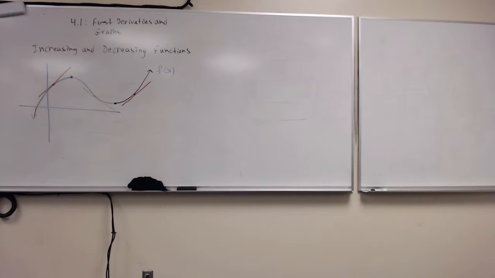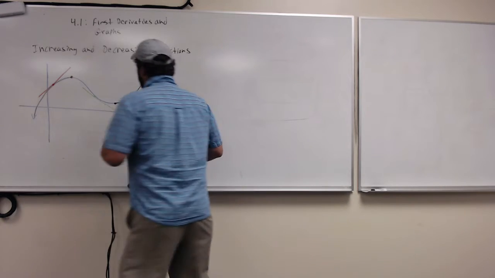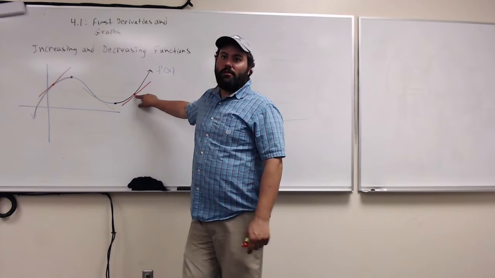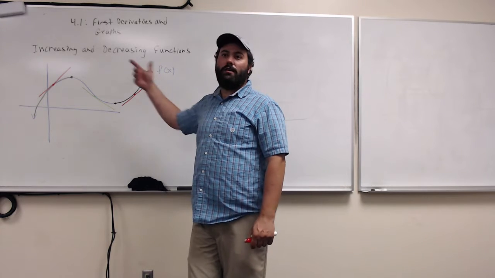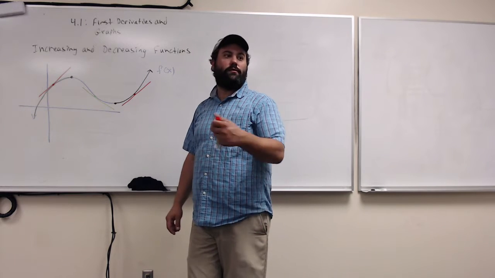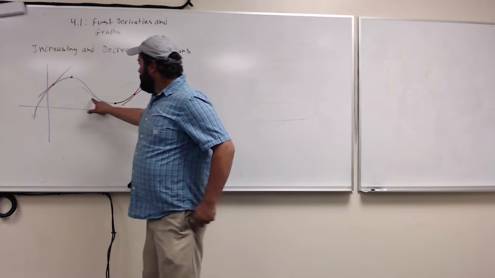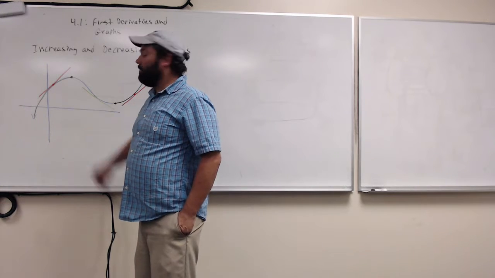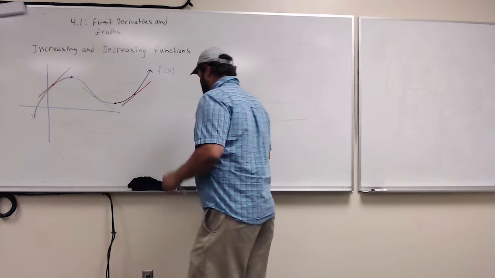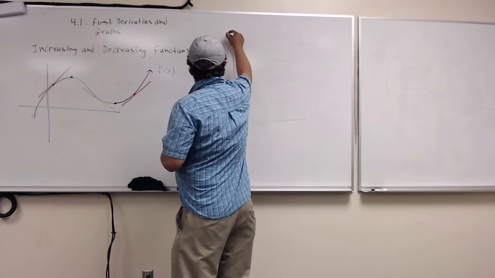So what this is really telling me, and we know that derivatives give us slopes of tangent lines, is that anywhere where the derivative is positive, i.e. the slope of the tangent line is positive, the function is increasing. Anywhere where the derivative, or the slopes of the tangent lines, is negative, the function is decreasing. So that's that first little box on your paper.